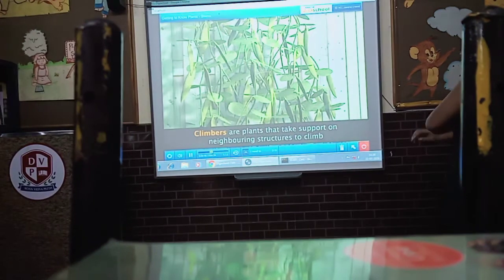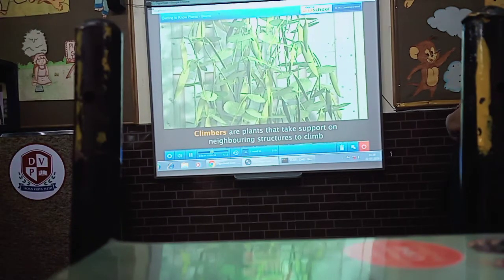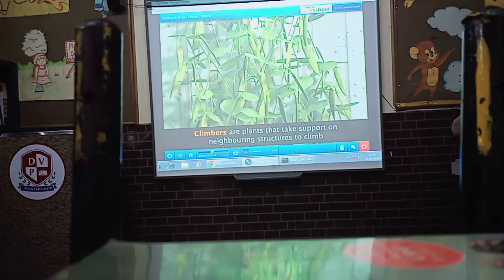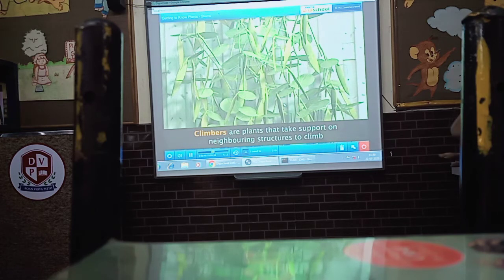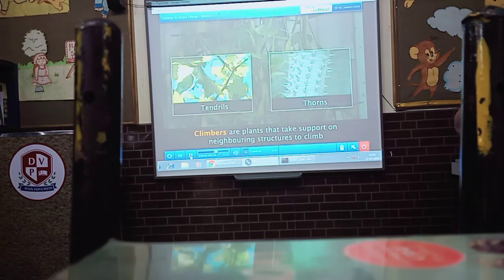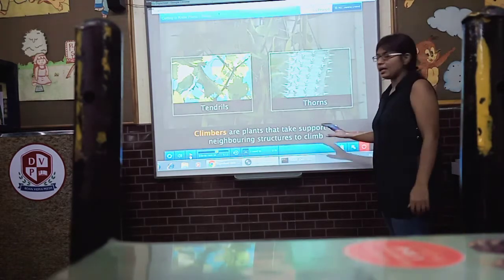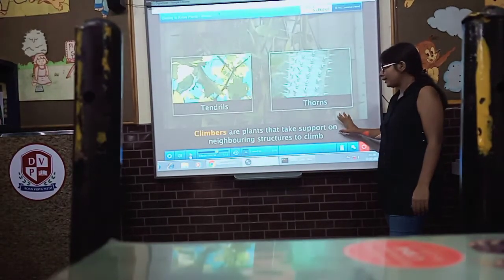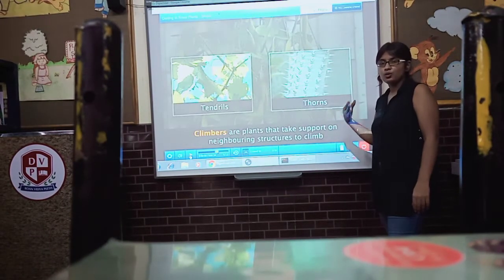They need support on neighboring structures to climb up another plant, a wall, or trellis. Different types of climbers have devised many different ways to hold on to whatever they grasp, like tendrils and thorns. Can you guess what such plants are called? So what are climbers? Climbers are the plants that need to take support on the neighboring structures to climb.